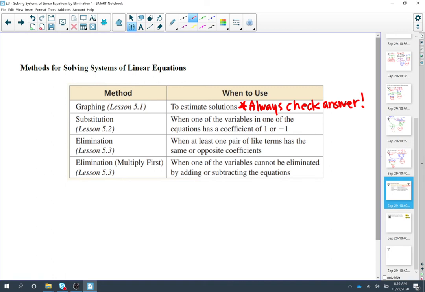Substitution, you want to use this when one of the variables in one of the equations has a coefficient of 1 or -1. Substitution is usually pretty easy then. And then elimination. We can use elimination when at least one pair of like terms has the same or opposite coefficients. So this is like the first set of examples we did where we didn't have to multiply by anything. But then there's elimination where you have to multiply first when the variables aren't opposites to start with. So just keep that chart in mind. That's how we can solve a system of linear equations.